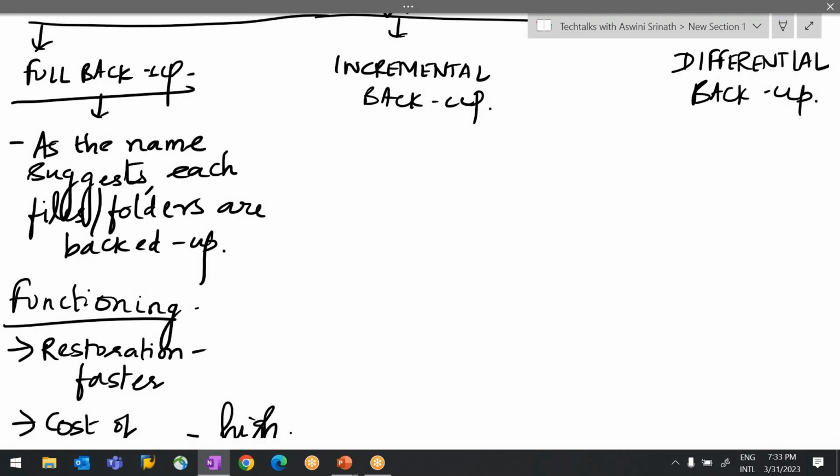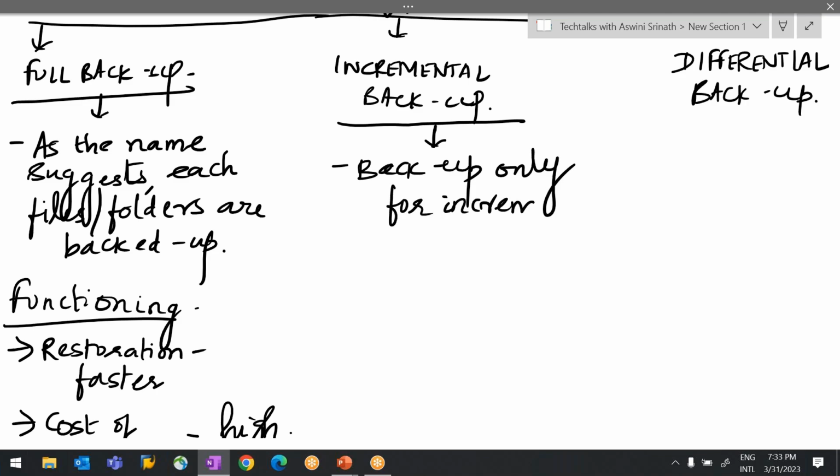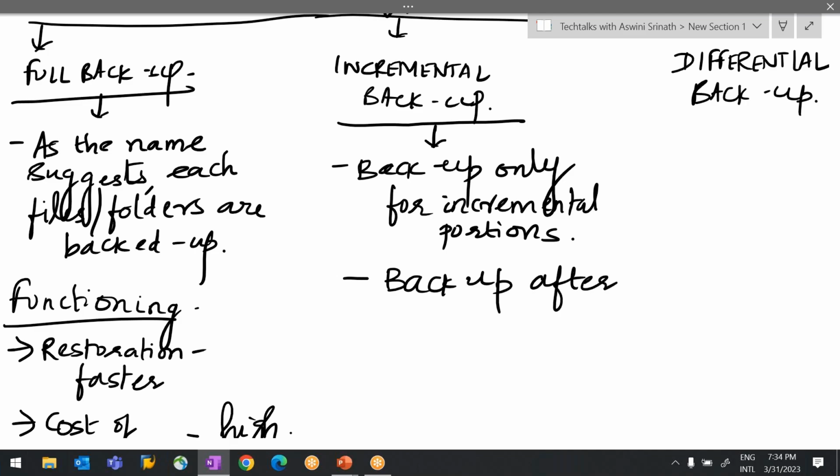On the incremental backup, as the name suggests, backup is taken only for the incremental portions, meaning what is the increase since the last backup. So always note, backup after the last backup has happened. Let me tell you why this last is important. As I mentioned, it is backup only for the incremental portion. So that is the last backup. I'll give you an example for it.